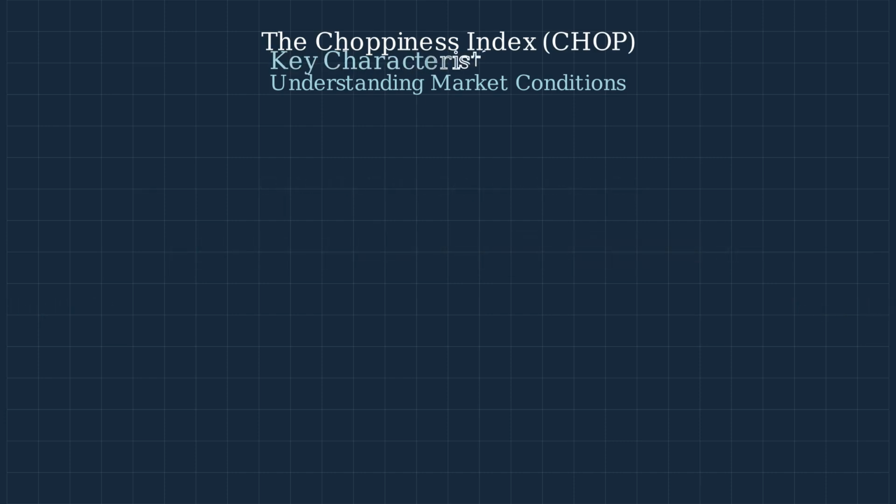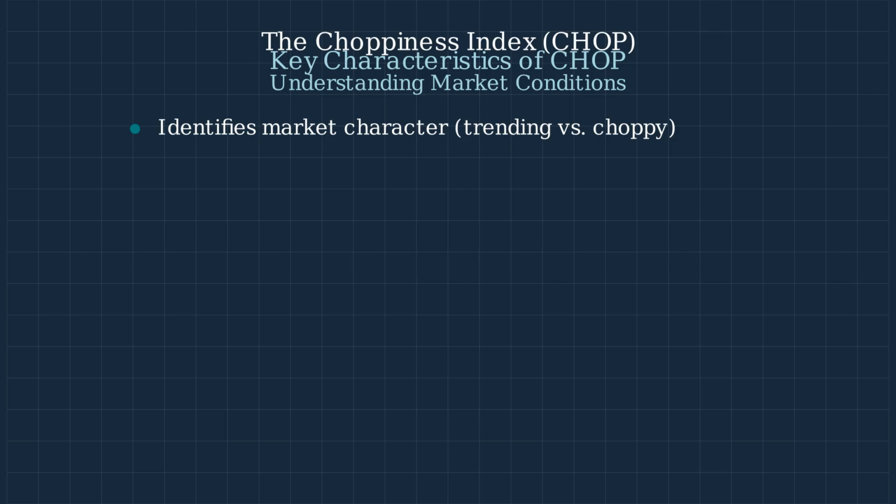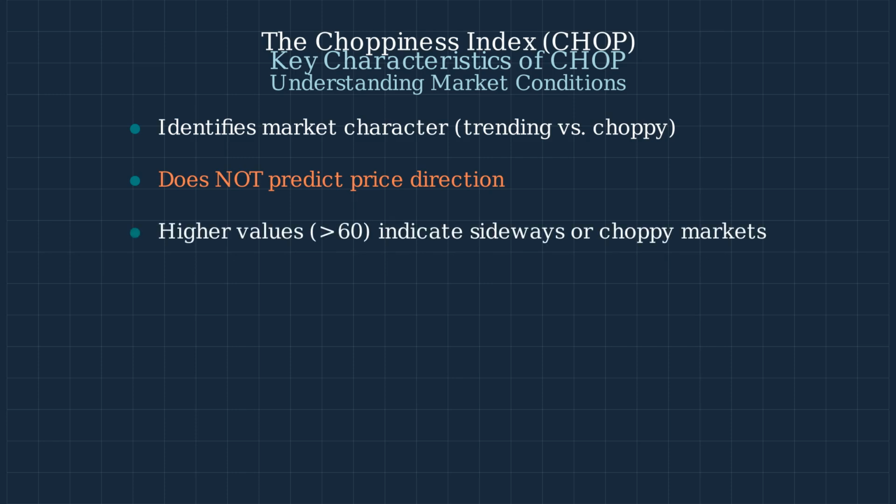Here are the key characteristics of the Choppiness Index. First, CHOP identifies the market's character, whether it's trending or moving sideways. Importantly, CHOP does not predict price direction. It won't tell you if the market will go up or down. Higher values, typically above 60, indicate sideways or choppy markets, while lower values, generally below 40, suggest a trending market.